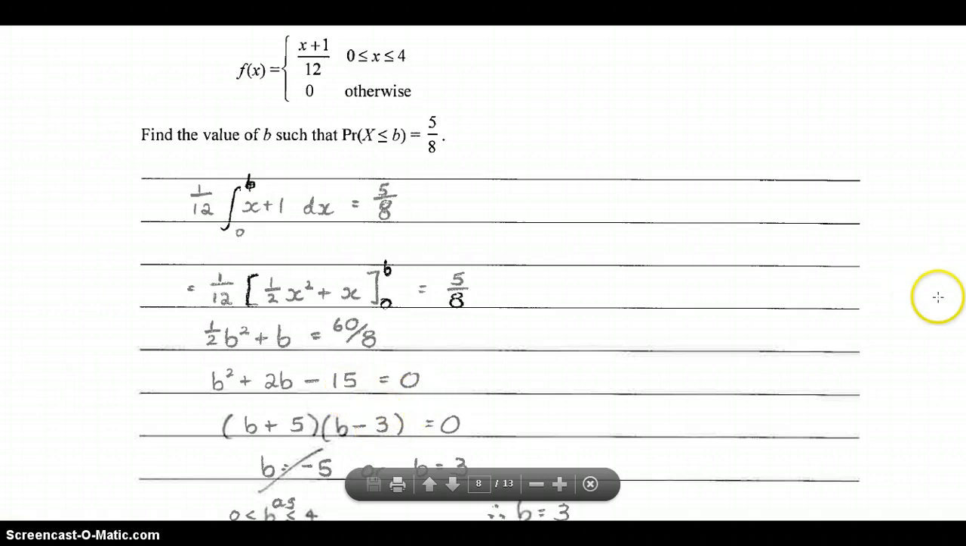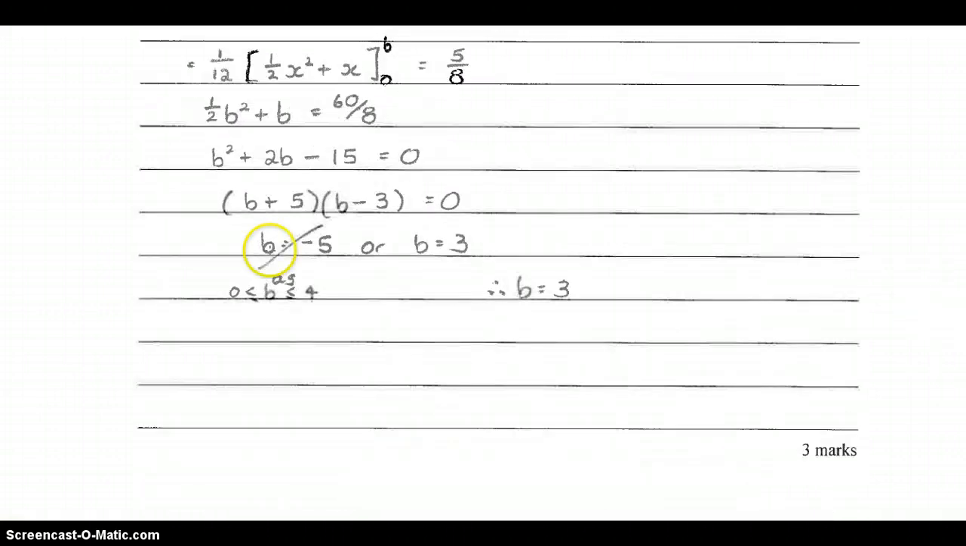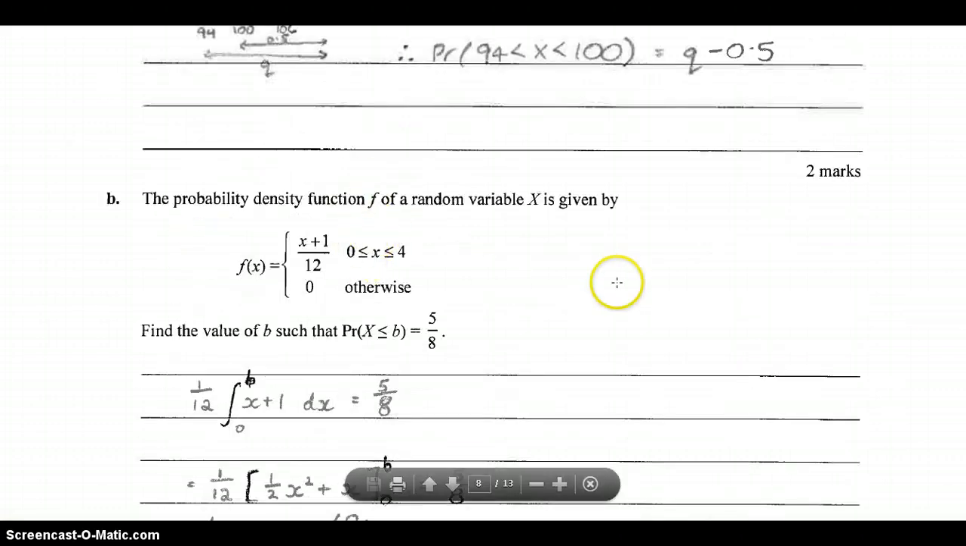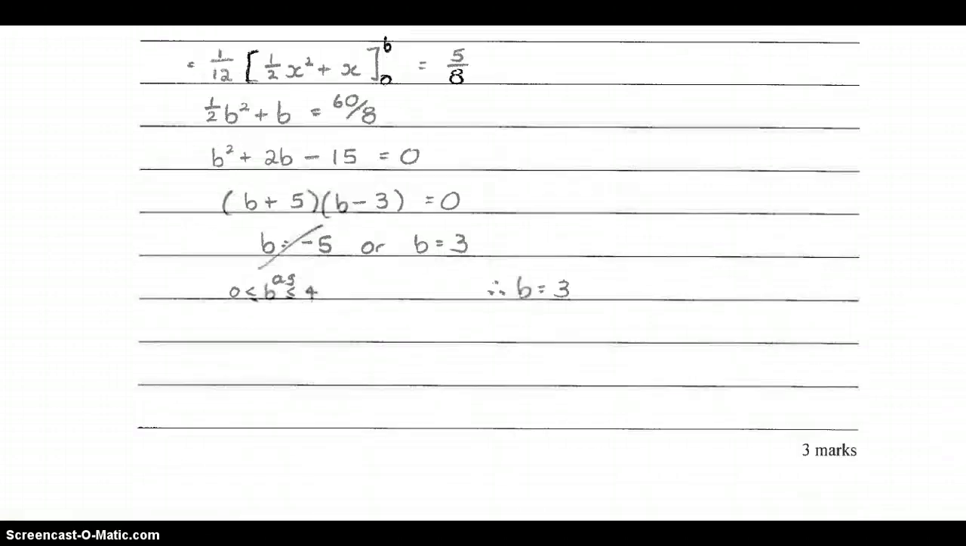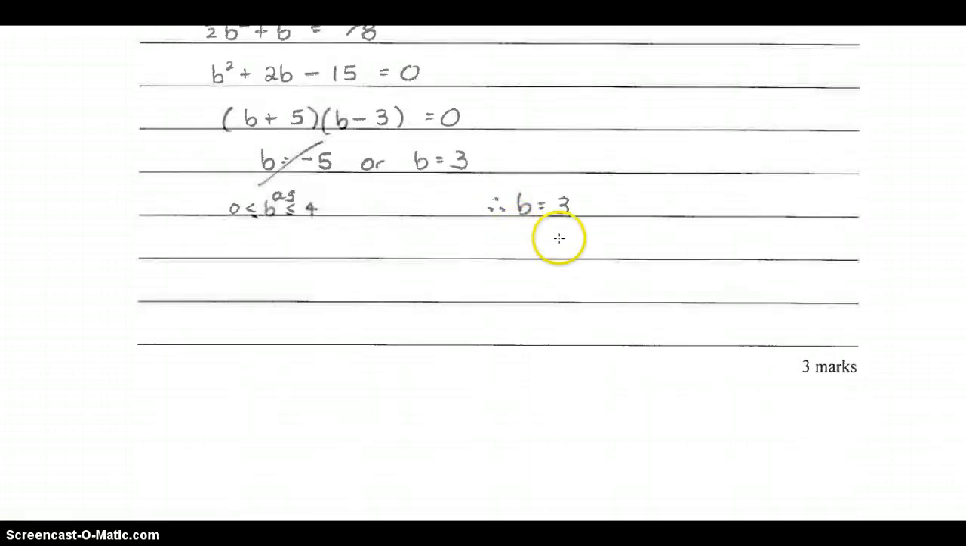Then we can factorize and solve. So you get b equals negative 5 or b equals 3. Now b has to be between 0 and 4 because x has to be between 0 and 4, as given in the question. So therefore b is equal to 3.